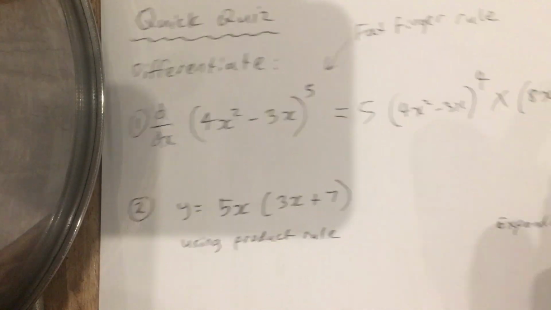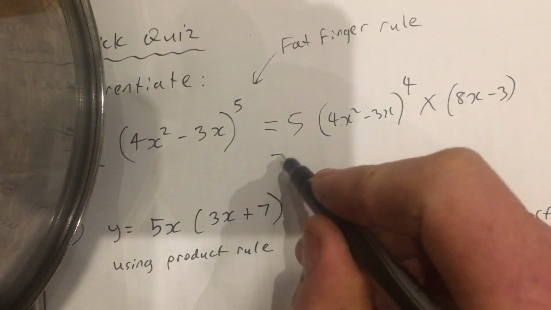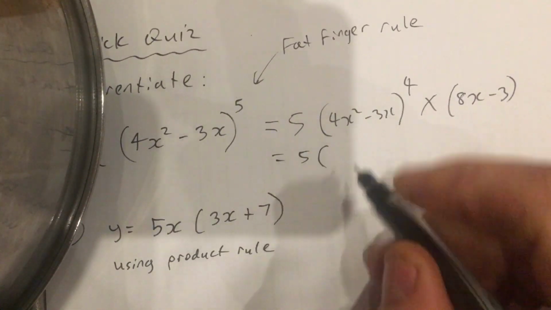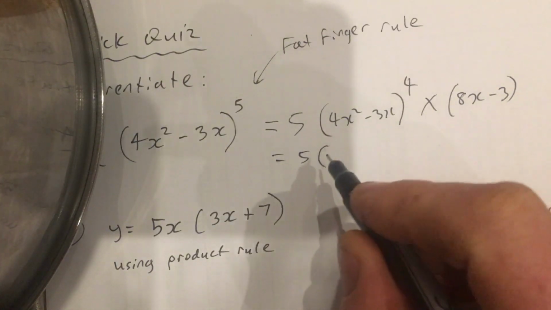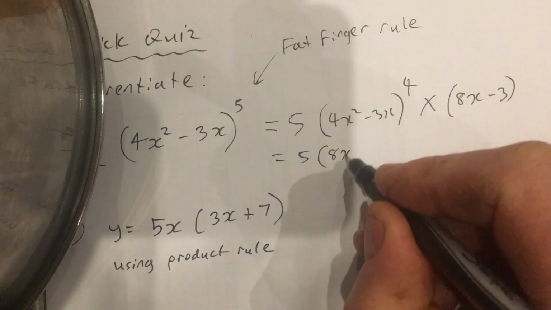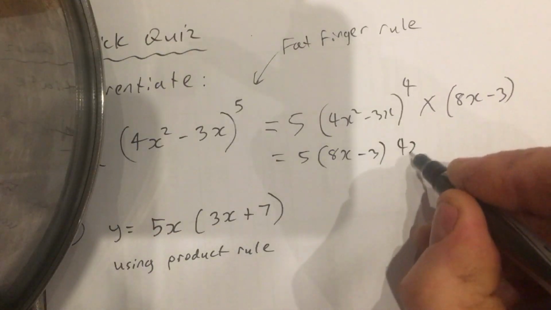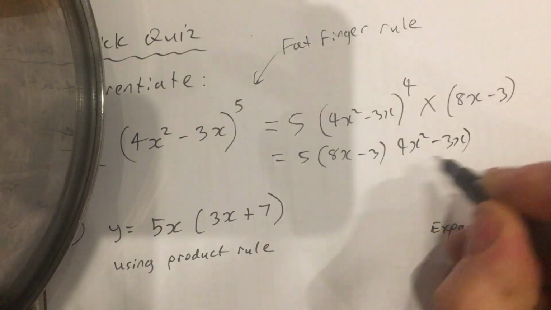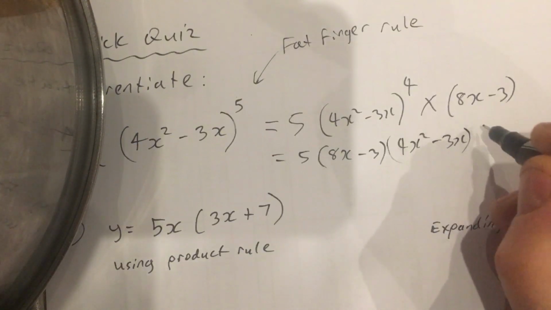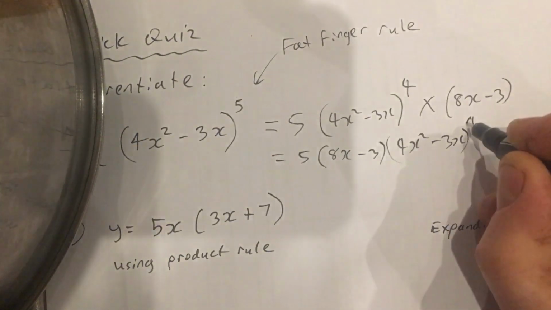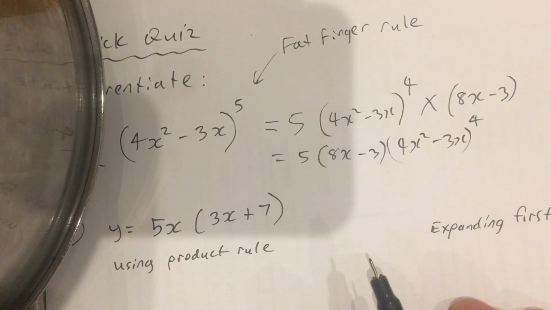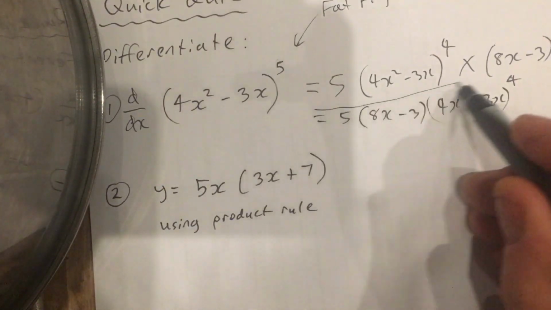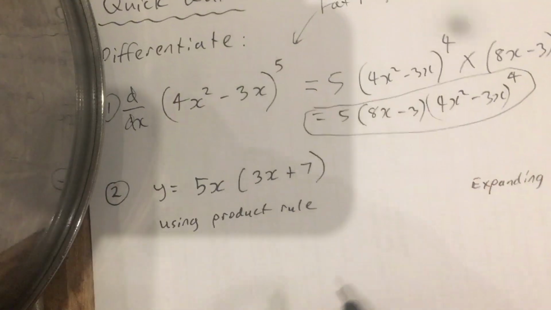And that's fine to write it that way. Or you could rearrange it so that it has the 8x minus 3 first. You could take out a common factor, but it's actually a common factor of x to the power of 4, but I wouldn't even worry about that. So that'll do. That's the fat finger rule.